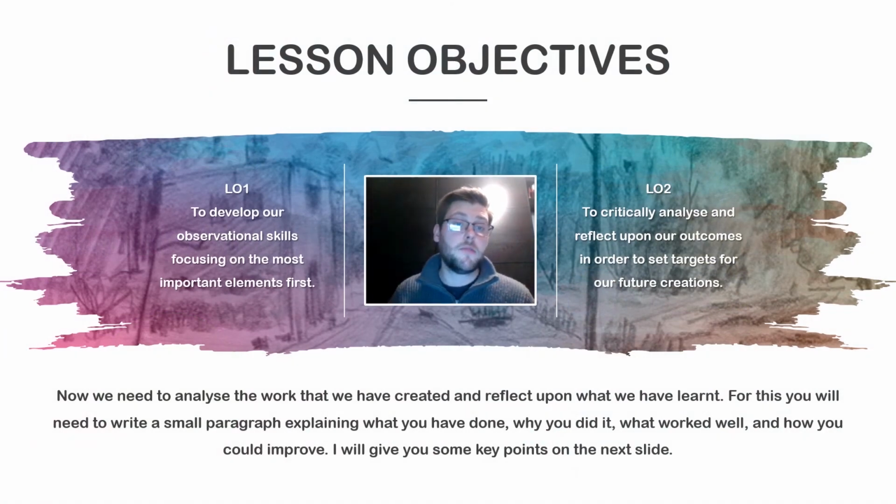And that's your time up. And now we come back to our lesson objectives. So the first lesson objective, to develop our observational skills, focusing on the most important elements first, that you've already covered, but that is something to take forwards in lesson objective 2. Now we're going to critically analyze and reflect on our outcomes, and we're going to set some targets for our future creations. We need to analyze what we've created, reflect upon what we've learned.